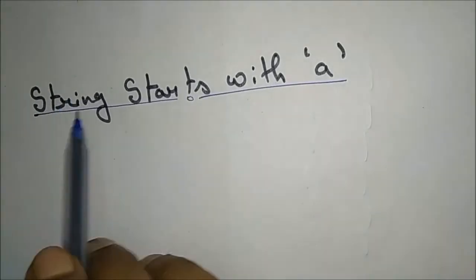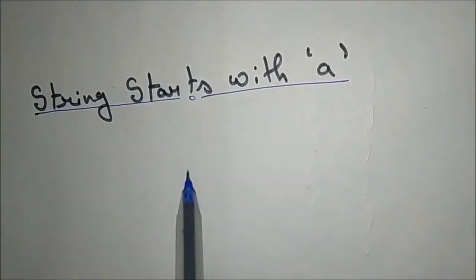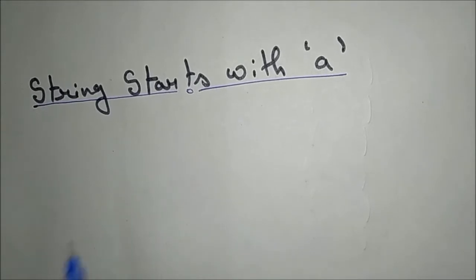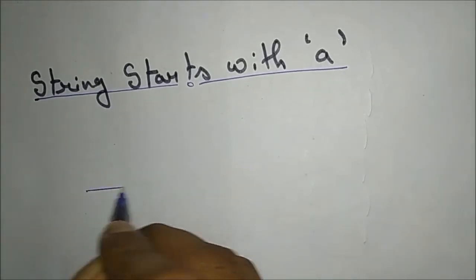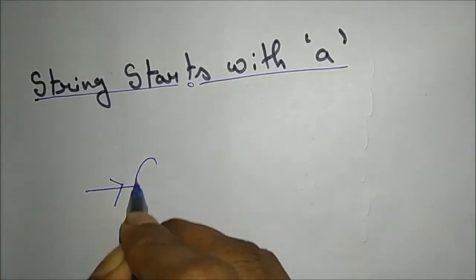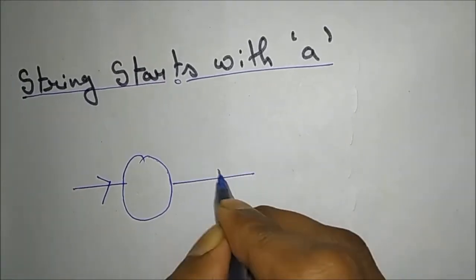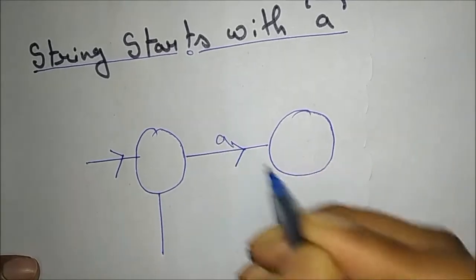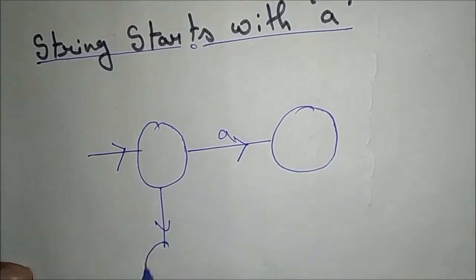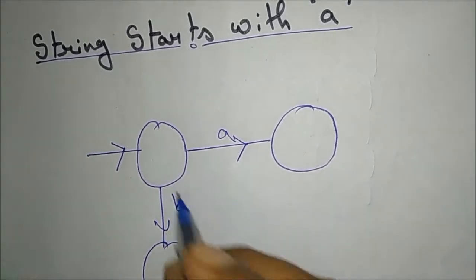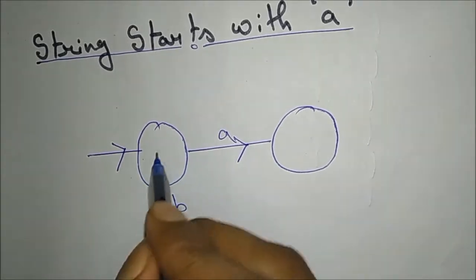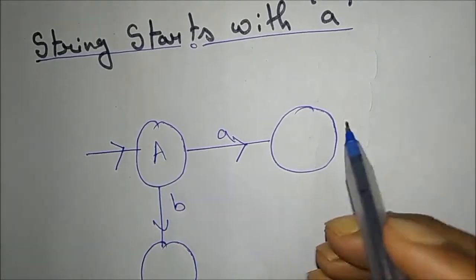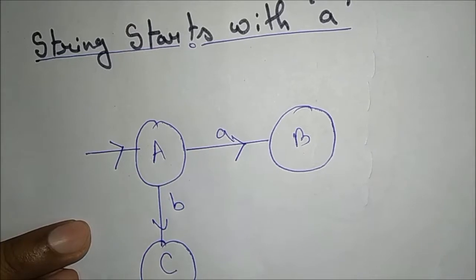See, this example is about strings that start with A. So we'll draw a deterministic machine here. A string is starting with A. See, this is the machine. Deterministic machine looks like this. After seeing A, we are going to this state, and after seeing B, we are coming to this state. Now you can name these states. For example, I am naming them A, B and C.